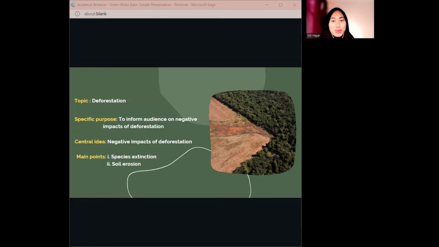Hello guys, today I would like to focus on the two negative impacts of deforestation. I will first elaborate the negative impact, which is species extinction, then Yasmin will continue the second negative impact, which is soil erosion.